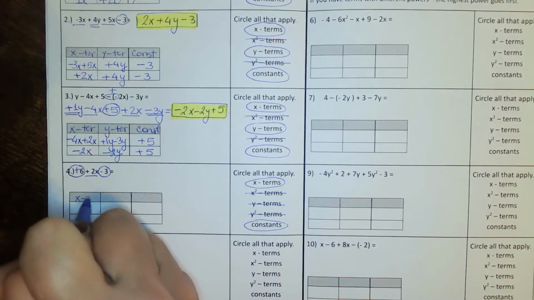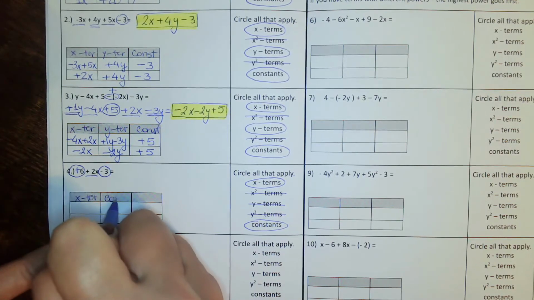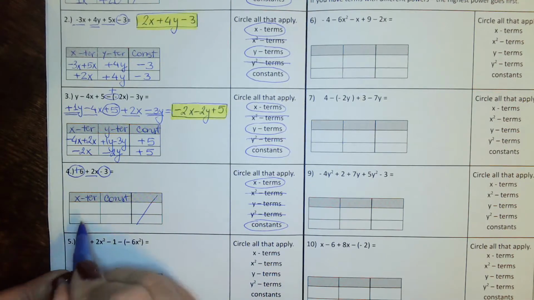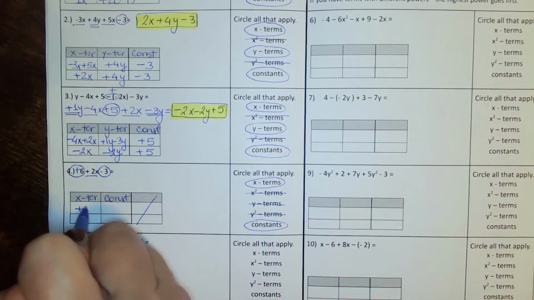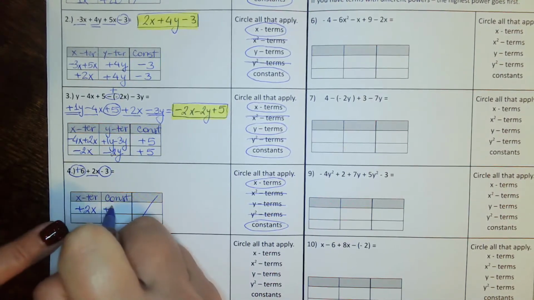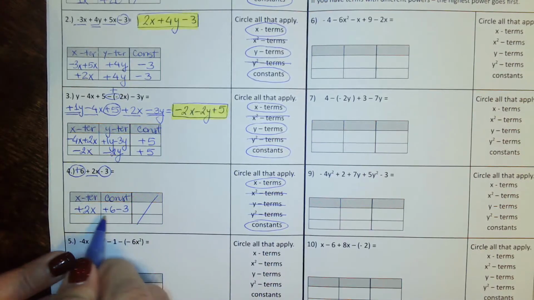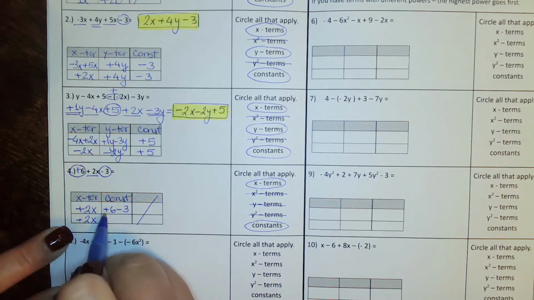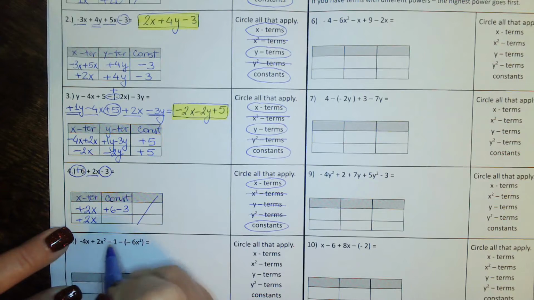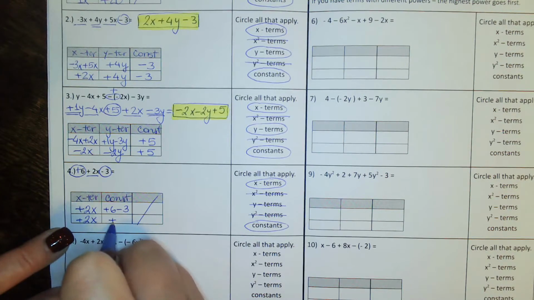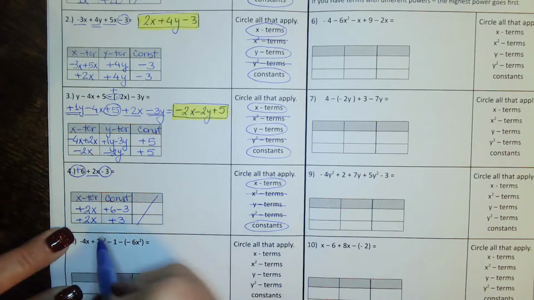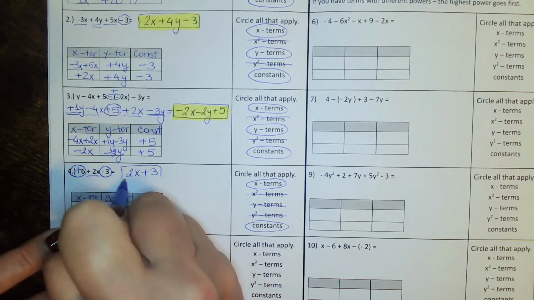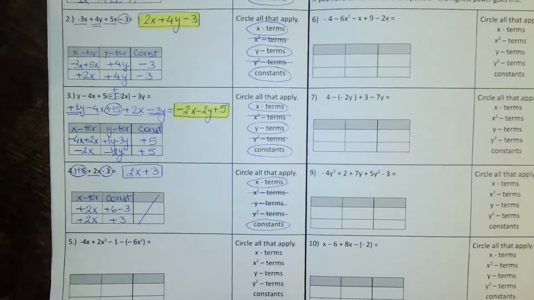So we have x terms and constants. No y terms, no other kind. Positive 2x, my x term, positive 6 and negative 3 are the constants. Positive 2x has nothing to be combined with, but positive 6 minus 3, different signs subtract, is plus 3. Here's your simplified expression, 2x plus 3, where we could only combine the constants.